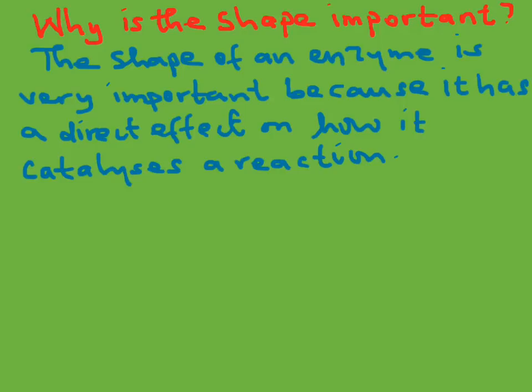Because if the shape of an enzyme is affected, it will therefore affect the reaction, because the substrate may not be able to bind to it. Therefore, the shape is important because at some point it should be in conformity to that of the substrate.